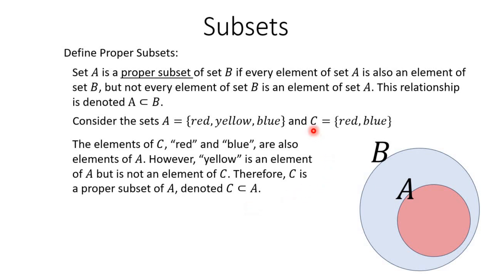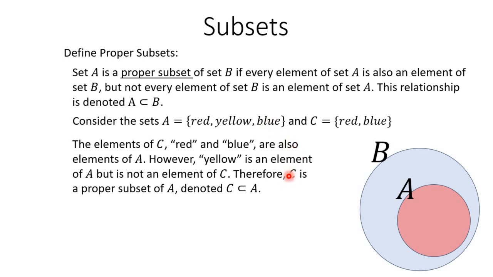This is how you would denote that. So what they're saying is C is a proper subset of A because every element of C is also an element of A. Red is an element of A. Blue is an element of A. But there is an element of A that's not an element of C. Yellow. Yellow is an element of A, but not an element of C. So while C contains everything A does, it doesn't go the other way.